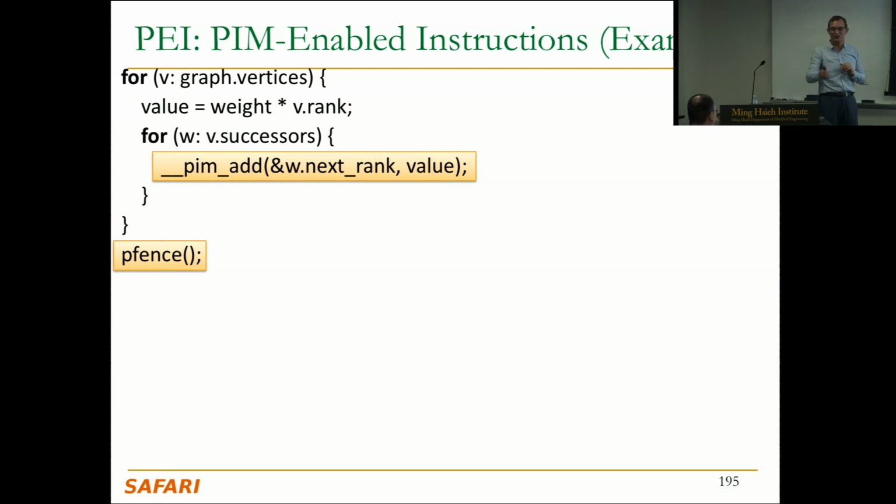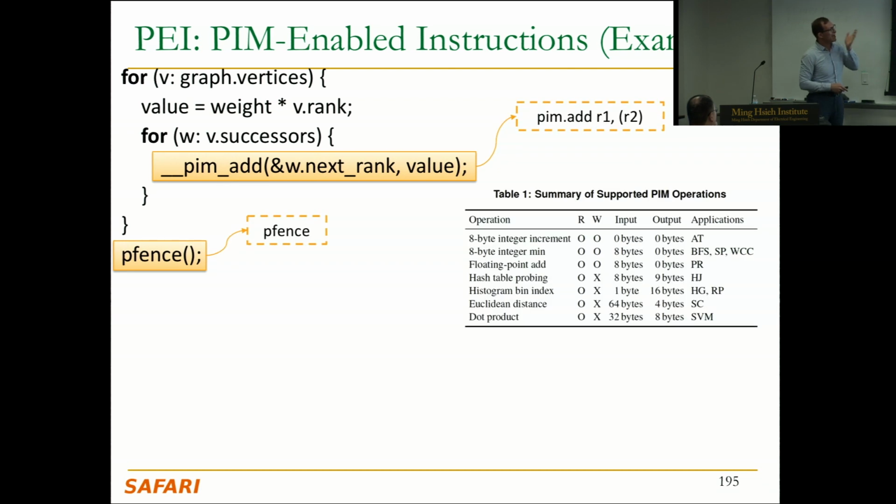When do you want to get notifications when this pim-add is done? Or do you actually synchronize at the end of a block? So we added these pim fences for that purpose. And we actually essentially designed the instructions to specialize to the applications at hand. So clearly, if you have reconfigurable logic and if you have flexibility in your ISA, I think you can do a lot over here.